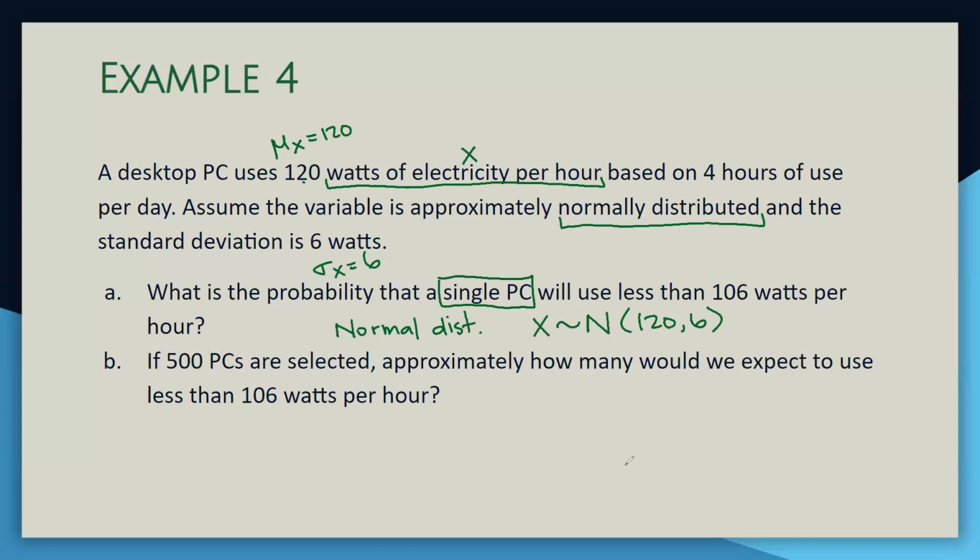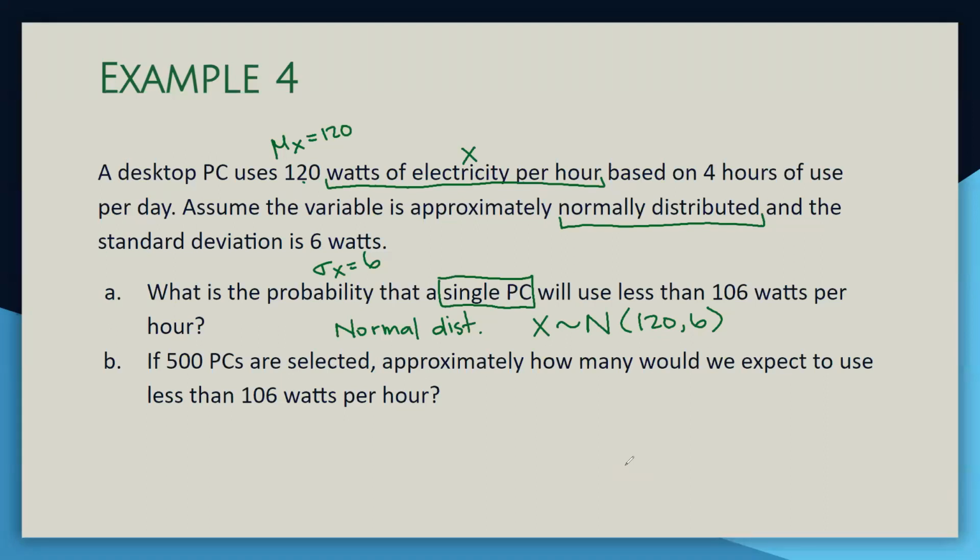For part 2, we get a little bit wonky, for lack of a better word. It says, if 500 PCs are selected, approximately how many would we expect to use less than 106 watts per hour? So you'll notice this question's not asking us about finding the probability for a sample mean for 500 PCs. They're saying if I had 500 PCs, how many of those PCs would I expect to fall in that less than 106 watts per hour group?